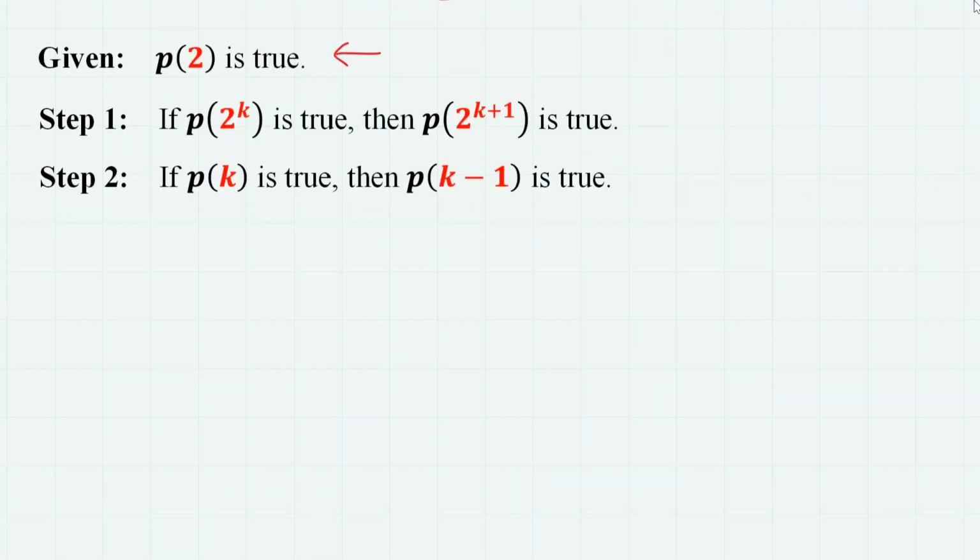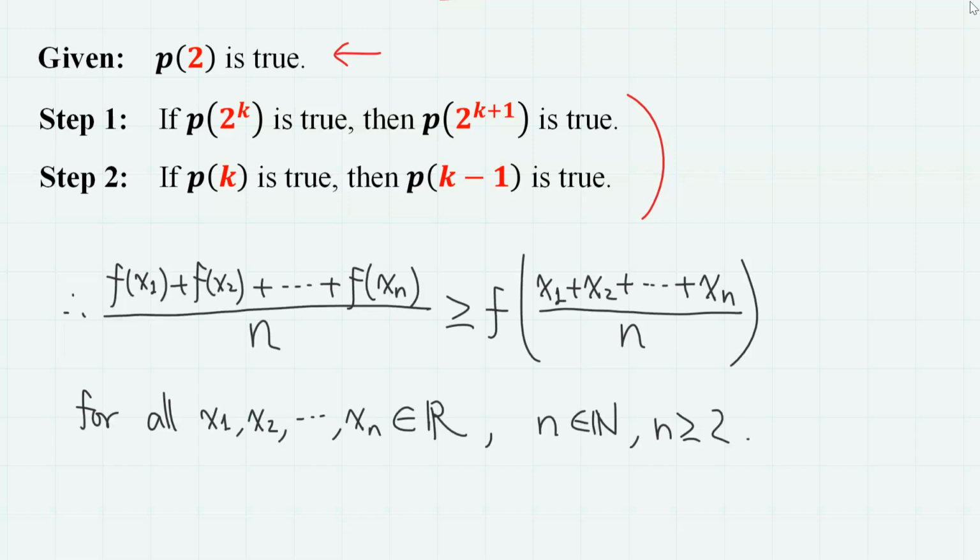Therefore, by this base case and these two induction steps, we can finally say that this inequality is true for all real numbers x1, x2, so on x_n, and for all natural numbers n greater than or equal to 2.